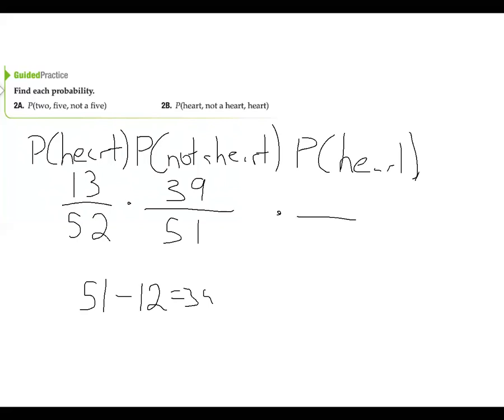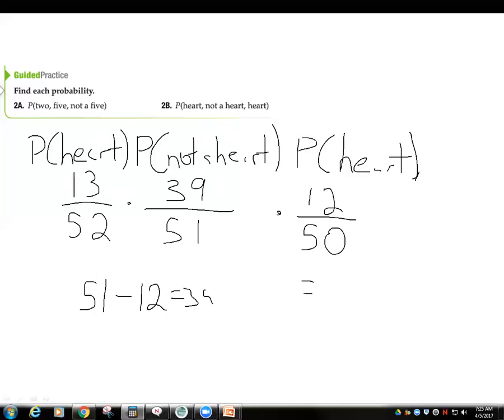So you already picked 2 cards, so there's 50 total cards remaining. And then if I already picked a heart in my first card and I took it out and didn't put it back, there would be 12 hearts left. Okay, so if I multiply that out, 13 times 39 times 12 will give you 6,084. And then 52 times 51 times 50. Same thing, you get 132,600.